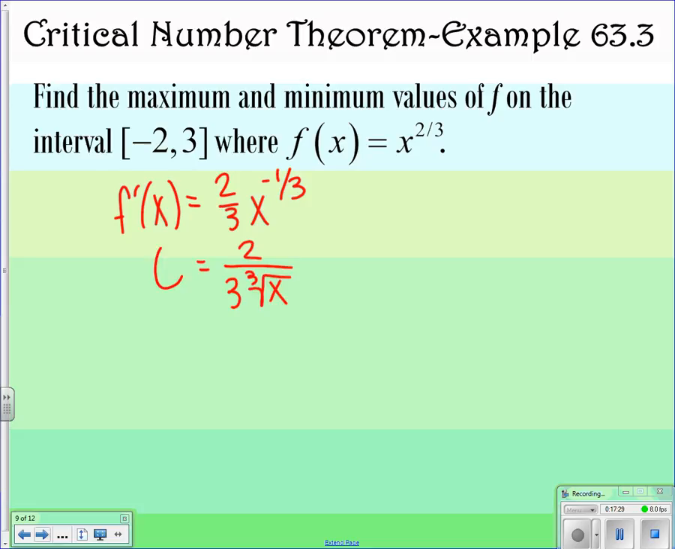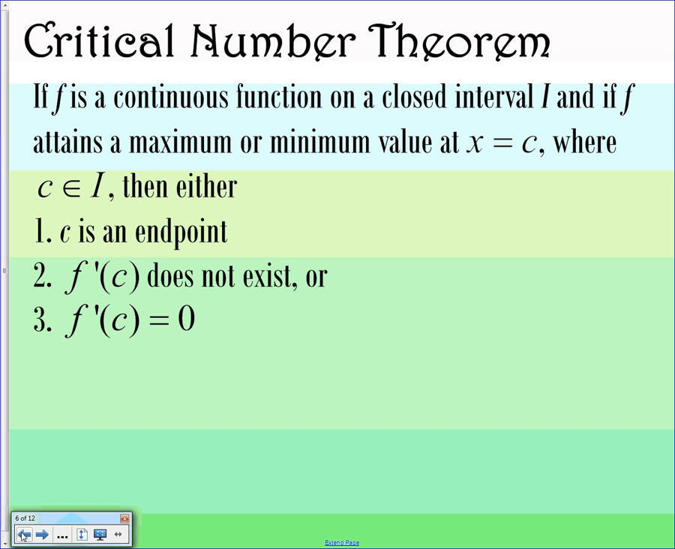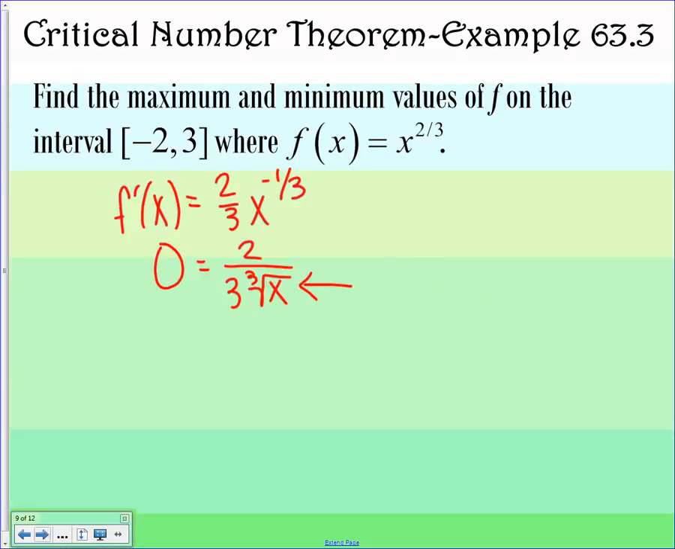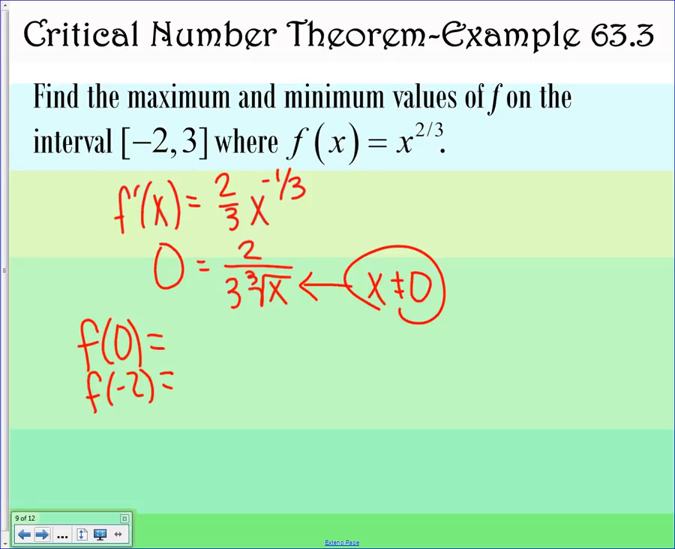Now, this will never actually equal 0 because there's no way to make that equal 0. The part that you're going to look at, I'm going to go back in your notes real quick, is this one right here, number 2. Where does our derivative not exist? Well, on this one, you cannot have your denominator equal 0, so x cannot equal 0 here. So that is a critical number. So we're going to test out 0, which is our critical number. We're going to test -2, and we're going to test 3. And you're just going to plug them in here.